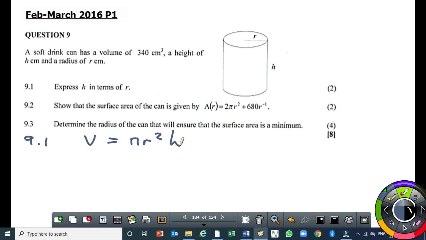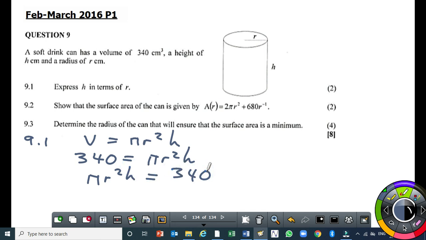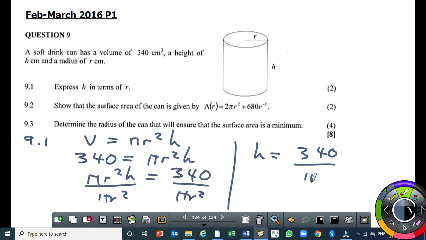But what's the volume given here? It's 340. So where there is V, we put 340 there, and we get 340 equal to pi r squared h. We need to express h in terms of r. Therefore, I can write this as pi r squared h is equal to 340. Then the next thing is to divide both sides by what? Pi r squared. Because we want to write h in terms of r. So I have to divide both sides by pi r squared. In the end, my final answer will be h is equal to 340 over pi r squared.